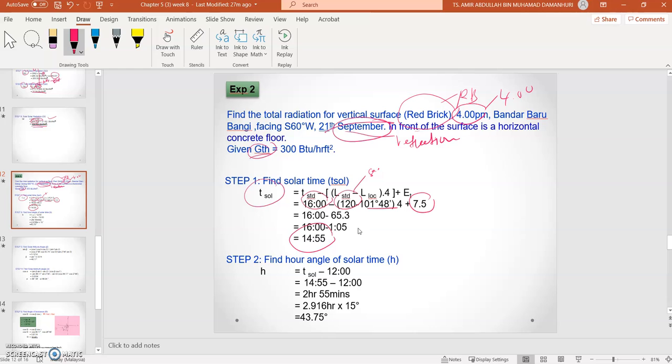The next one, we have to find the hour angle. H is equal to T sol minus 12, or 12 minus T sol. But this is more than 12, so it is 14.55 minus 12, which is 2 hours and 55 minutes. How to find it: 55 divided by 60, and you get 2.91 hours, times 15 degrees. This is constant, 43.75.